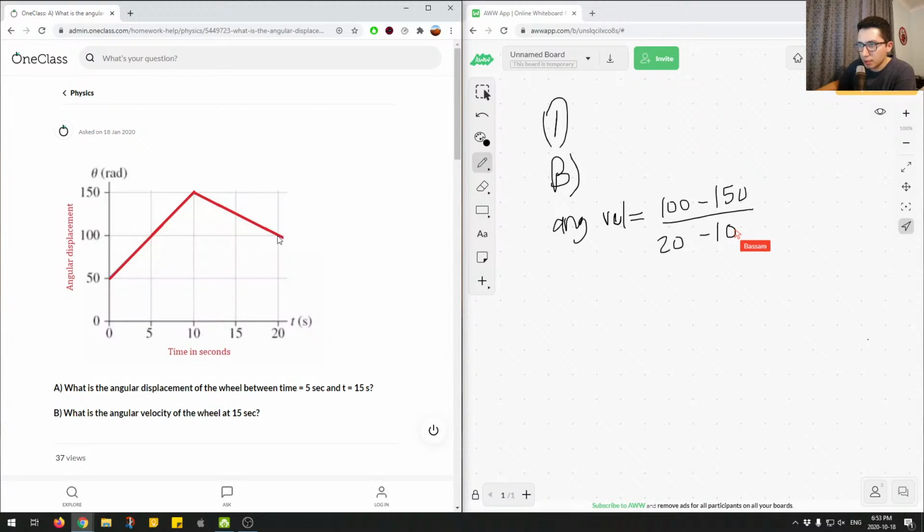So we just took final minus initial to do the slope, essentially rise over run. We take 2 values on the y-axis, 100 for this point and 150 for this point, and similarly 20 for this point and 10 for this point on the x-axis. And we end up with negative 50 over 10, which gives us negative 5 radians per second.